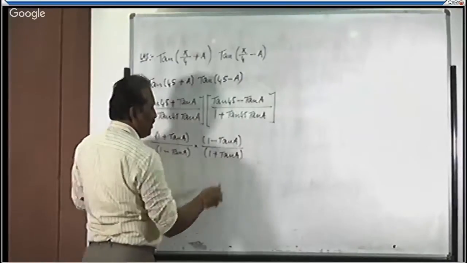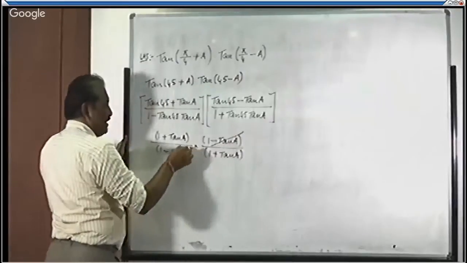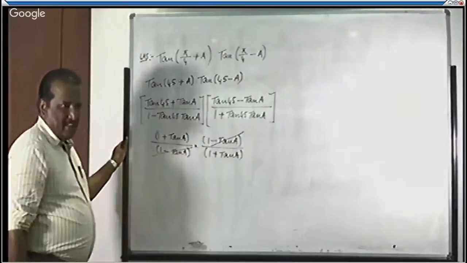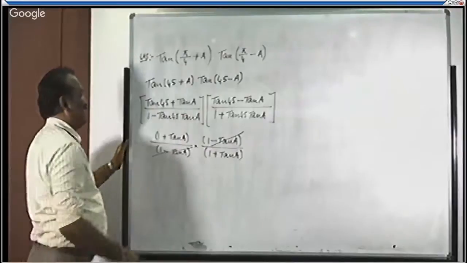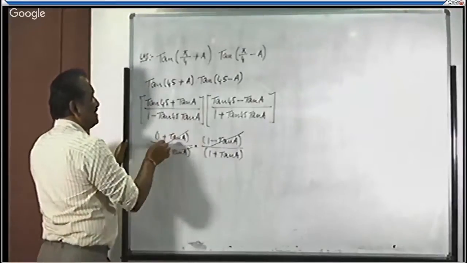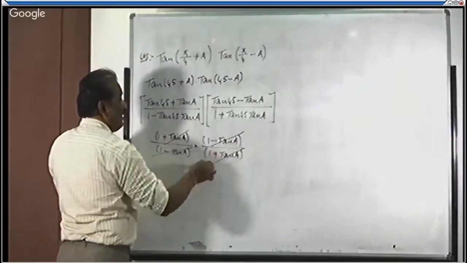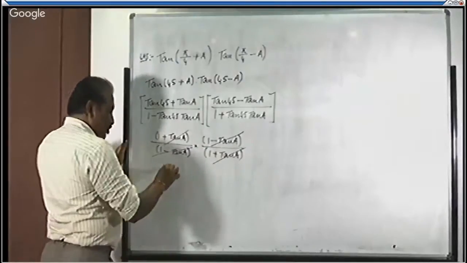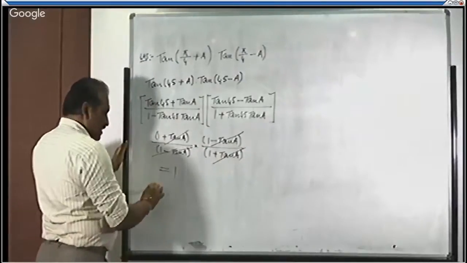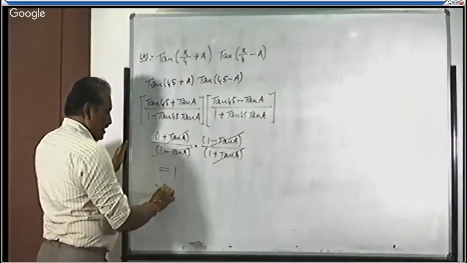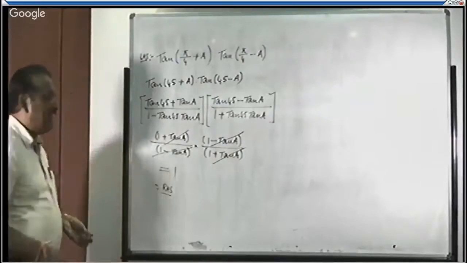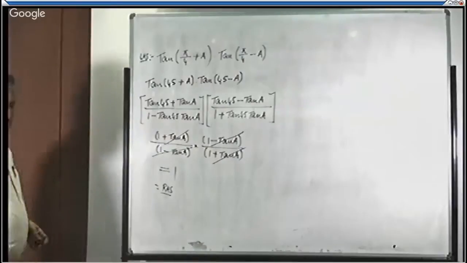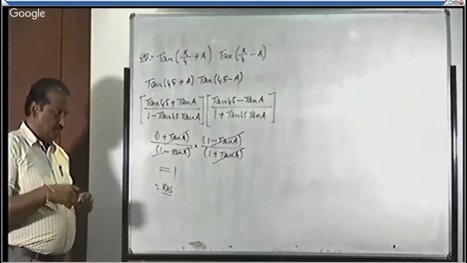Observe here, 1 minus tan a in the numerator and 1 minus tan a in the denominator cancel each other. Then 1 plus tan a in the numerator and 1 plus tan a in the denominator cancel each other. You will get 1. So it is the required RHS. Therefore, LHS equals RHS, right?